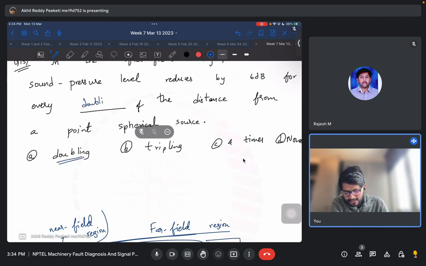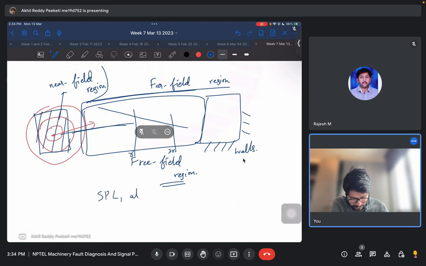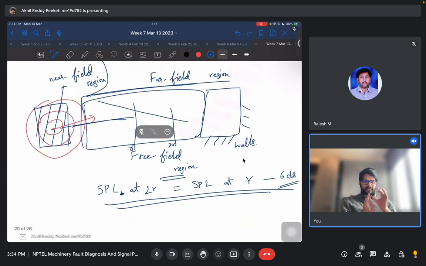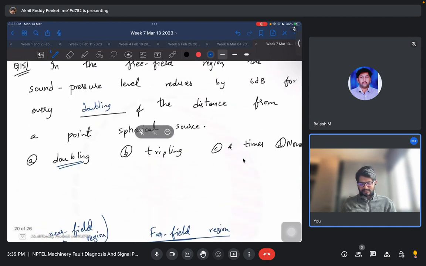So for every doubling of the distance, let's say this is R from the source and this is 2R. SPL at R is SPL at 2R plus 6 decibels. As you move away to 2R, the SPL is reduced by 6 decibels, because from the point source the sound energy goes in all three dimensions. The same energy is going through higher and higher surface areas as you move away, so the sound pressure level decreases. For a spherical source it reduces by 6 decibels for every doubling of the distance.